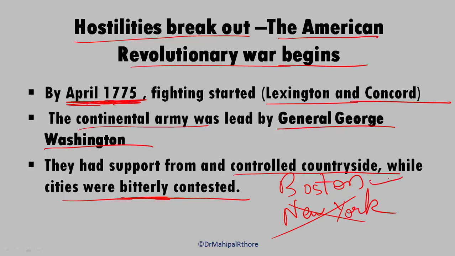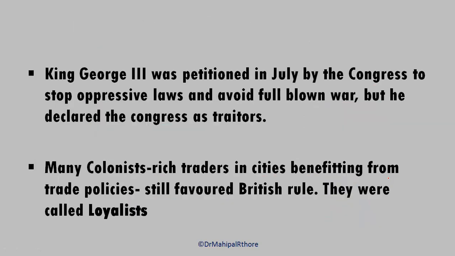So it went on for a long time that cities were contested, but rural areas, whenever they were defeated in the cities, they went back to the rural areas, they regrouped there, they rearmed, and they came back to fight for the cities. King George III was petitioned in July 1775 by the Congress, the first Continental Congress, to stop these oppressive laws and avoid full-blown war.